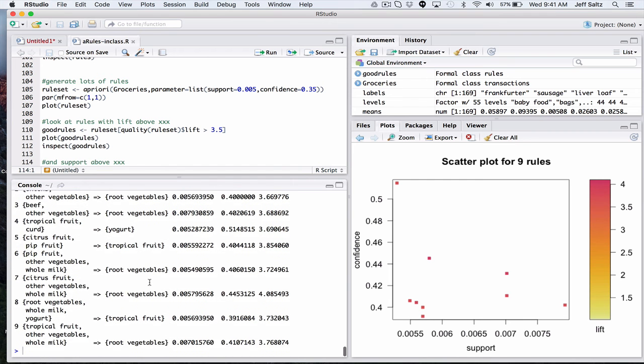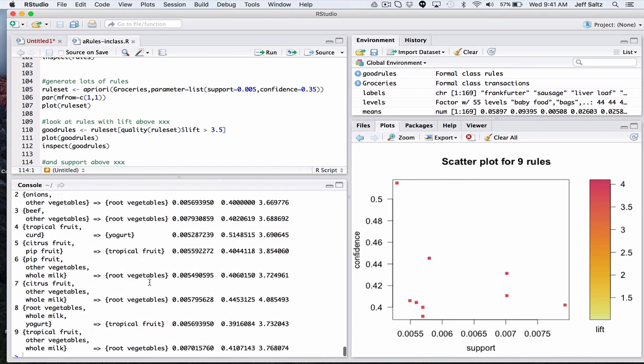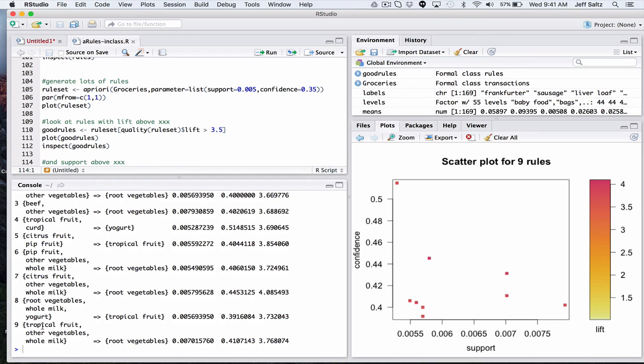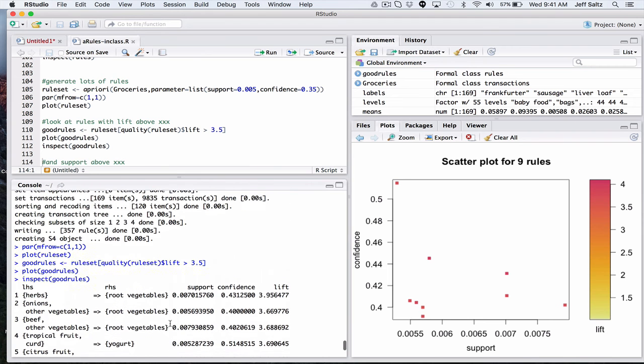So there's 9 rules that fit this criteria. And we can get a feel for both what's being predicted, root vegetables, based on this basket. Same thing for root vegetables based on herbs. And we can see the support is pretty low, the confidence is reasonably high, and the lift is very high. That's all because we had high lift for everything.